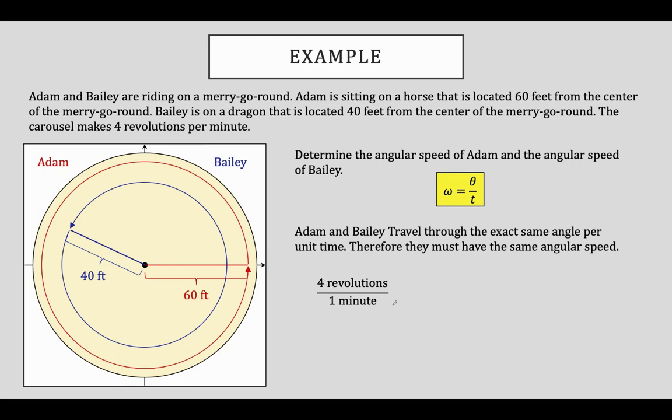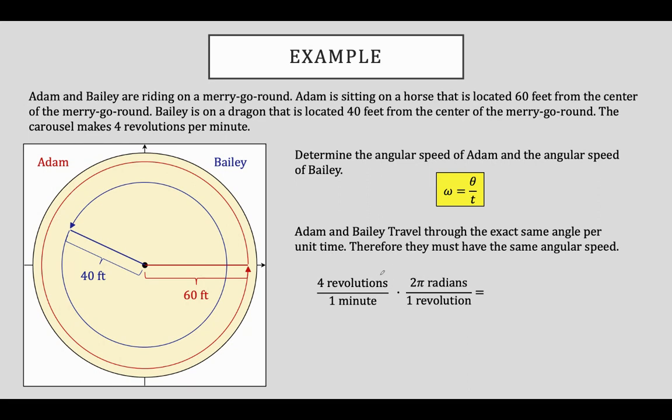Well, we have a unit of time and we have revolutions. And what we want to do with these revolutions is change them to radians, because angular speed is a measure of an angle in radians per unit time. Well, we know that 1 revolution is the equivalent of 2 pi radians, and so we can use that as a conversion factor. We can multiply by 2 pi radians divided by 1 revolution. And again, the reason we're allowed to use these conversion factors is because we're actually multiplying by 1, right? Any value divided by itself is the equivalent of 1. 2 pi radians and 1 revolution, they mean the exact same thing.